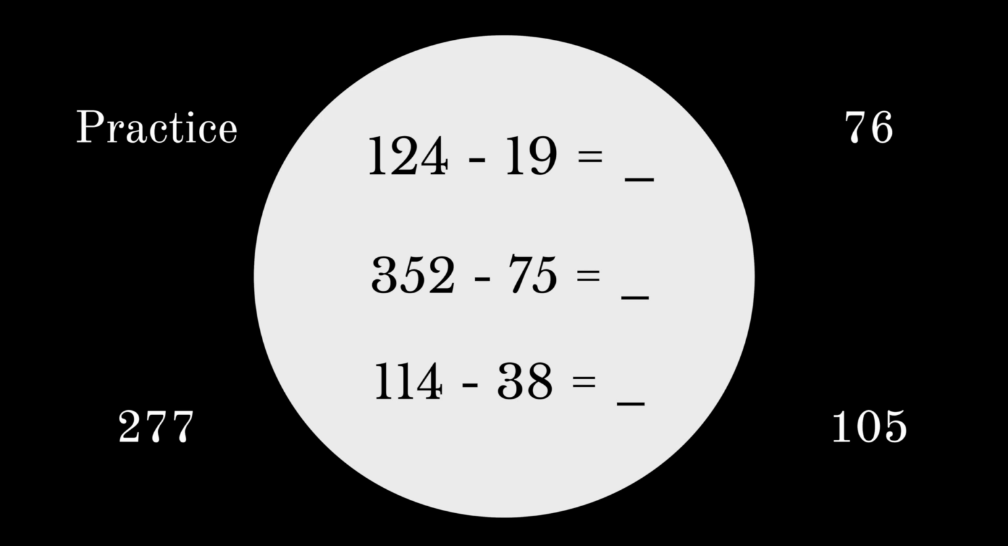You can see around the circle there are 3 numbers floating around. Each of those is an answer to one of these questions to help you check your work.